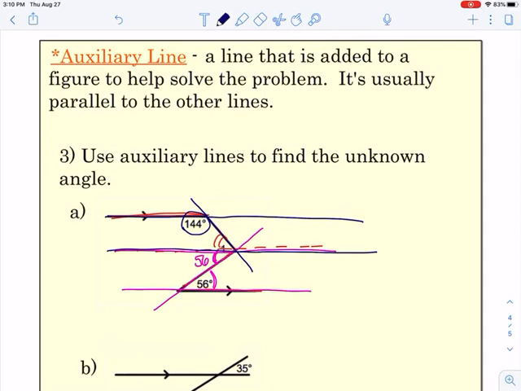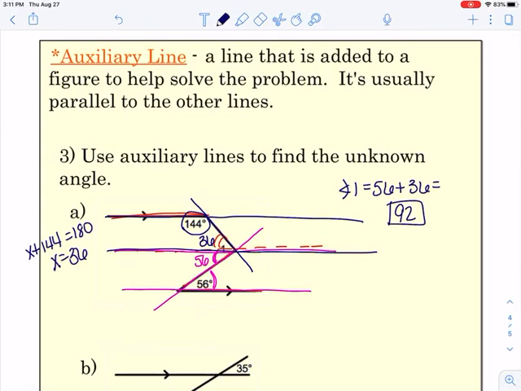So I want to know what plus 144 equals 180. If you subtract 144 from both sides, this little angle right here is going to be 36. So if I want to know the entire measure of angle 1, all I'm going to do is take that 56 and add the 36 to it to get the total angle. That will give me an answer of 92. So that whole angle there is 92 degrees.